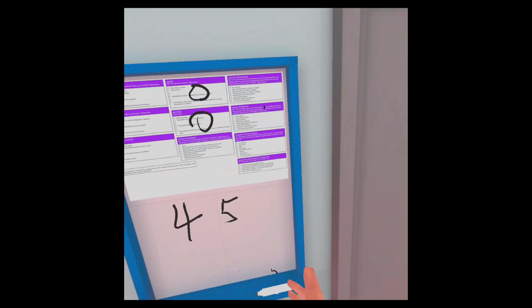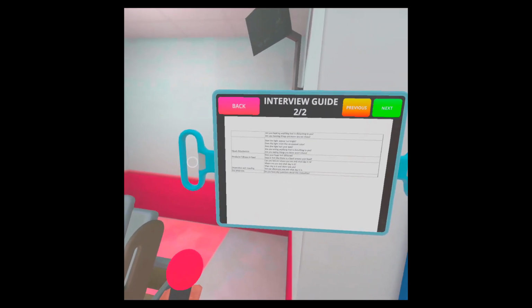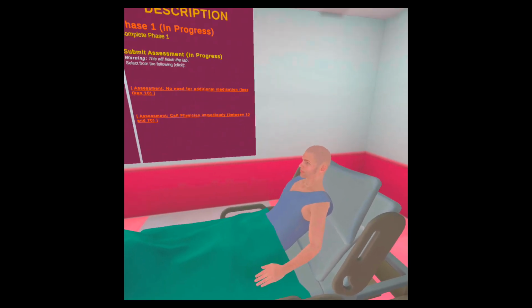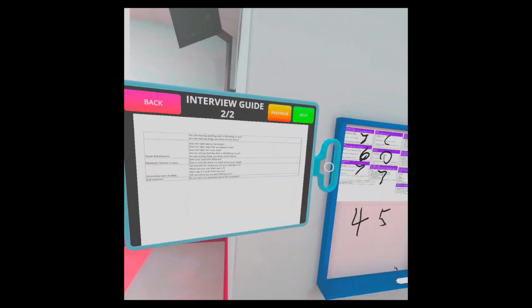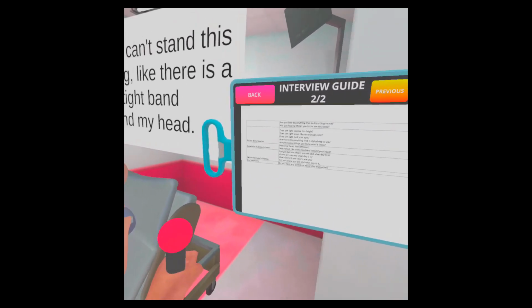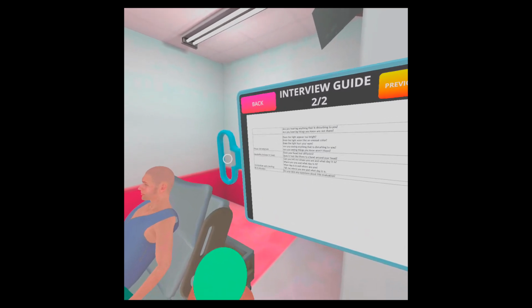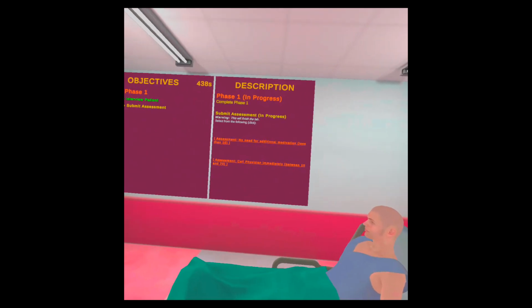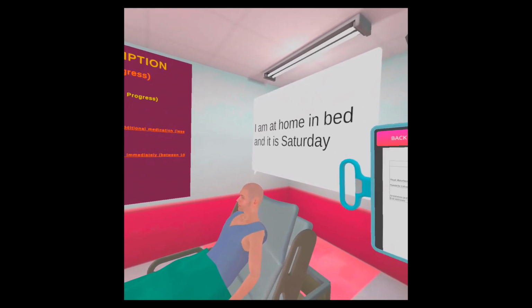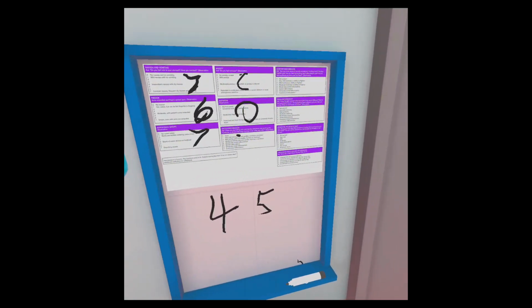Now I'm going to ask headache and orientation. Does your head feel different? Yes, I can't stand this feeling. Like there is a very tight band around my head. What day is it and where are you? I am at home in bed and it is Saturday. Okay, the patient's clearly not at home in bed and it is not Saturday. So that's a pretty severe disorientation.